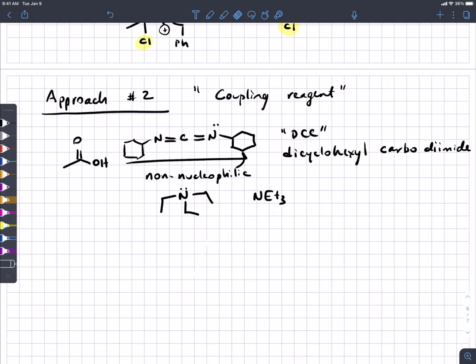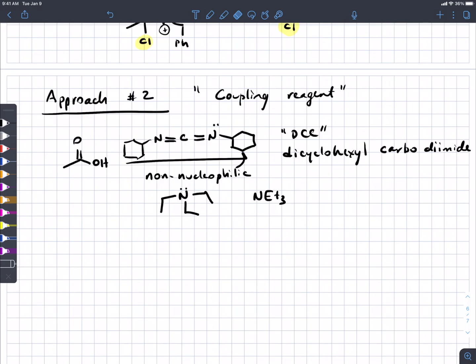Okay. So I want to show you the mechanism of this reaction, again, not because I want to test you on the minor details, but rather because I feel like if you don't see the mechanism, it may be difficult to remember what happens.